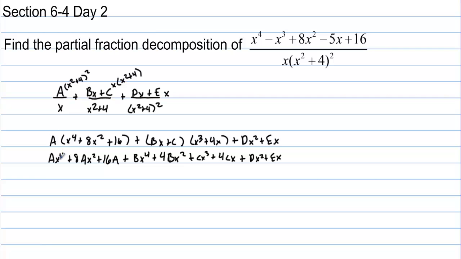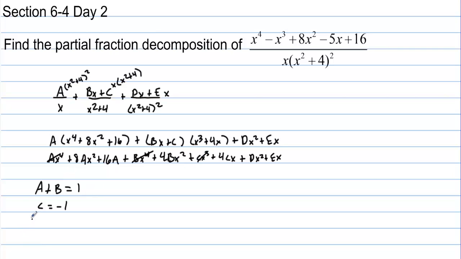Let's look at x to the 4th. We have A plus, not there, that's an x squared, plus B. And those are the coefficients of x to the 4th, and the coefficient of x to the 4th here is 1. So A plus B equals 1. How about x to the 3rds? The only x to the 3rd we have is right here, so C has to be equal to -1. The coefficient for x to the 3rd is -1.